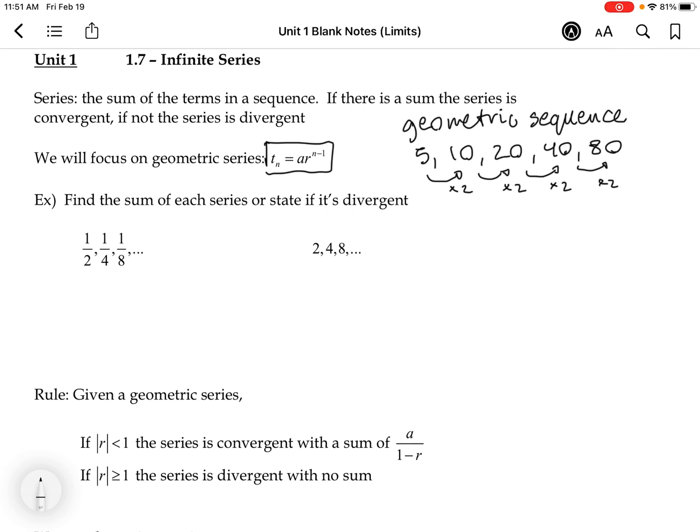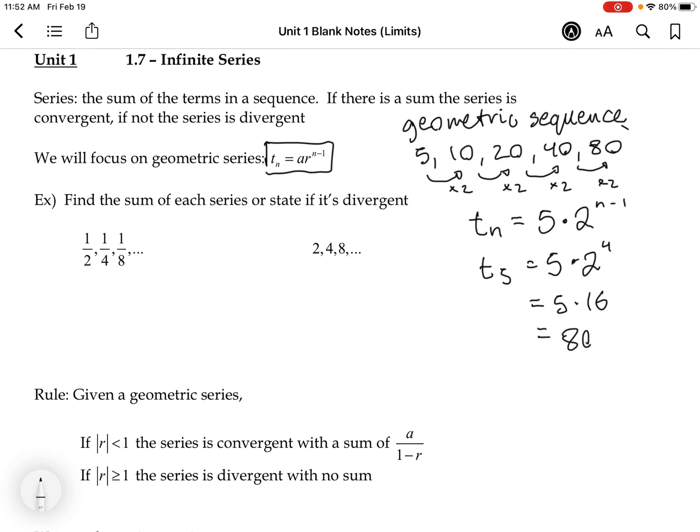If I look at the ratio from 80 to 40, it's the same as the ratio from 40 to 20, and the same as the ratio from 20 to 10, etc. So for this, for example, Tn would equal 5 times 2 to the n minus 1. For example, 1, 2, 3, 4, 5: T5, which is 80, would be 5 times 2 to the 4, because n minus 1 would be 4. Which is 5 times 16, which is 80, which is what we got.